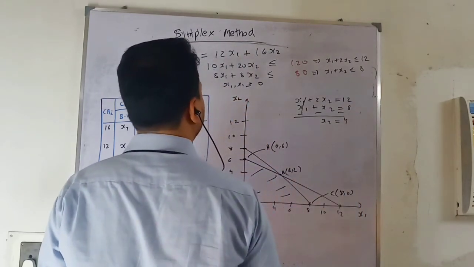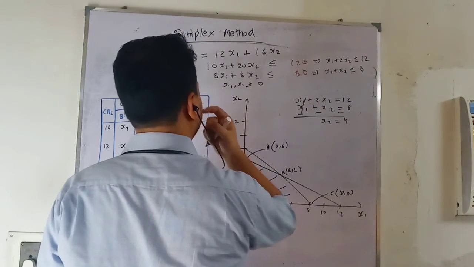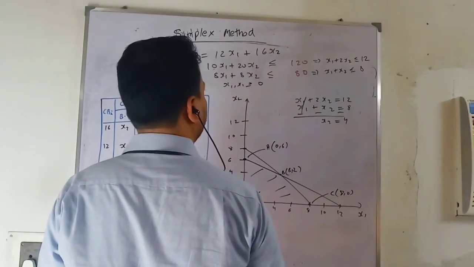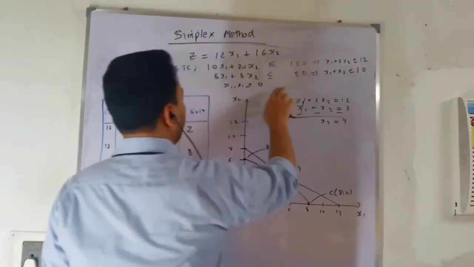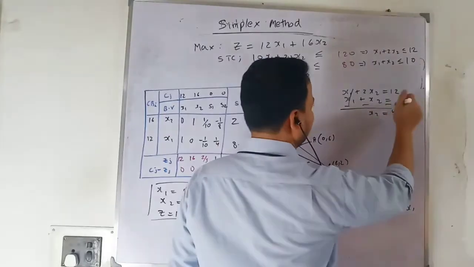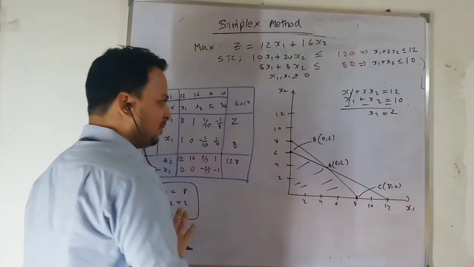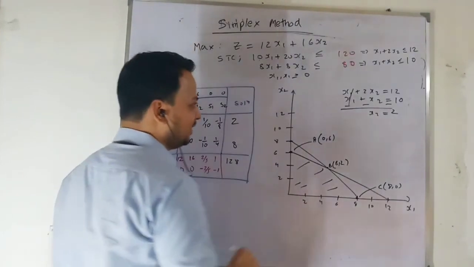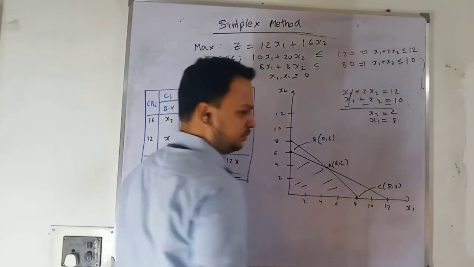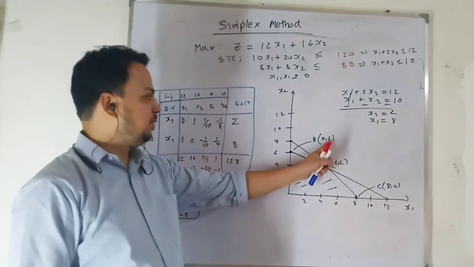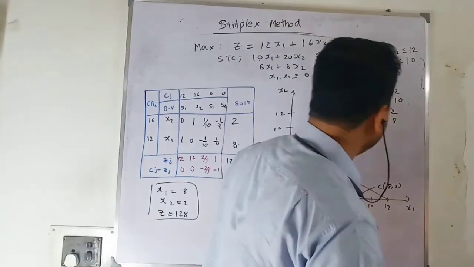120, 12, 80. It should be 10 here, right? 80 divided by 8 is 10. So it will be 2, because whatever conclusion I am getting here, I should get the same. So x2 will be equal to 2, x1 will be equal to 8. You place all these three values in your objective function and you can check it.